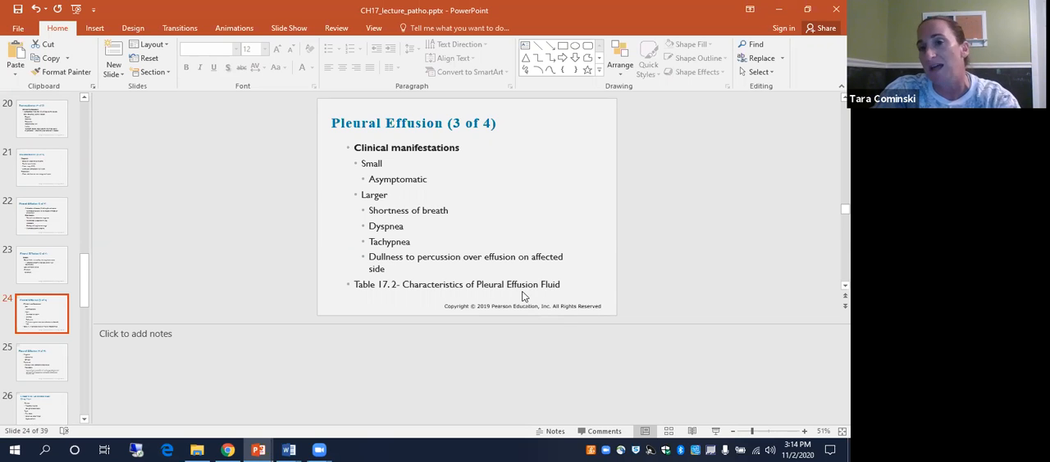So let me just pull up that table just to show you. Again, this is something that you don't need to know for the final exam, but I want you to be aware that there are differences in what type of fluid accumulates there, and that will give you clues about what's going on, okay? So let me just go to the e-text again, and show you that real quick.